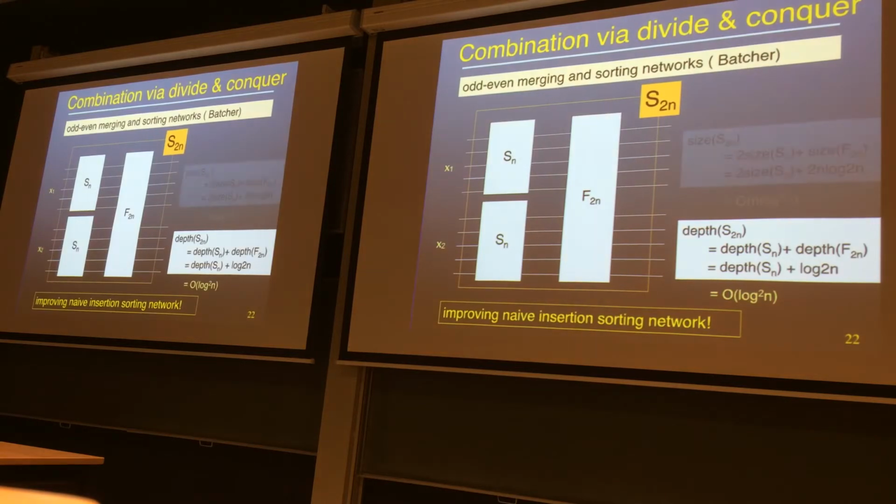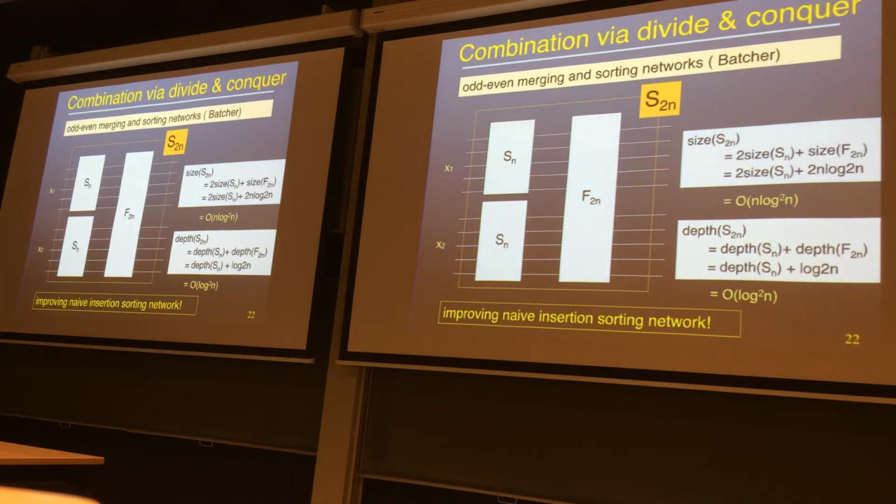How about the size? Well, the size of S2n is 2 times the size of Sn plus 1 times the size of F2n. We know already what the size of F2n is. That's 2n times log 2n, because the size of Fn was n log n. And here we have the size of S2n is 2 times size Sn plus 2n log 2n. And if you make the unfolding correctly, then it should come out that the size of S2n is O of n log squared 2n.